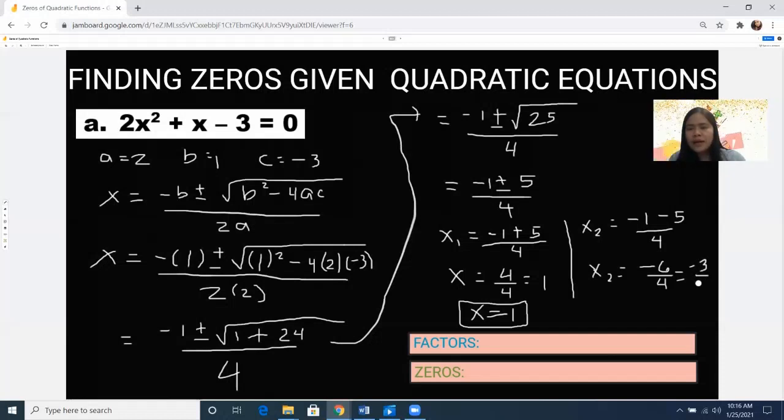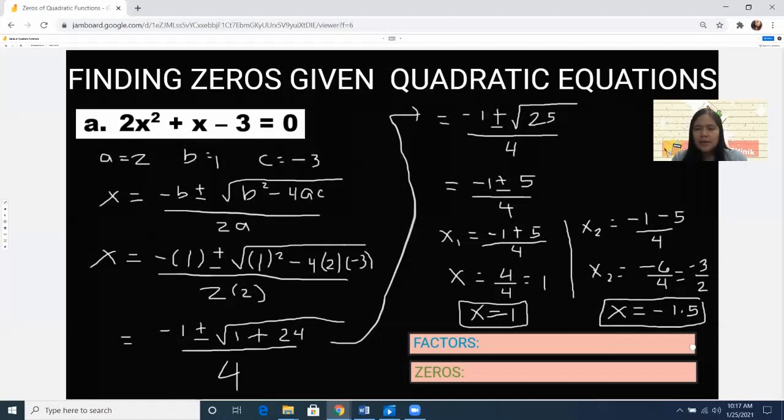Or you may also write your answer in the form of a decimal. How many twos can you get in 3? It's 1, right? 1 and 1 half. Don't forget the negative. Negative 1 and 1 half, or simply 1 half is also 0.5. So negative 1.5. There you go.